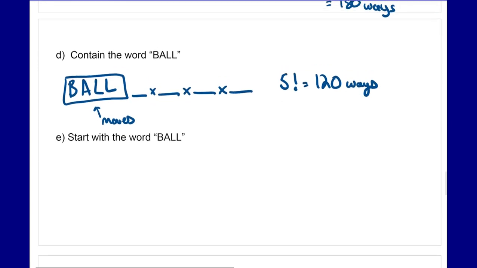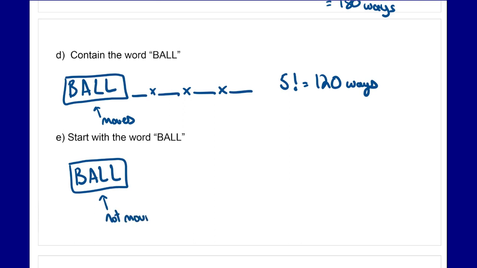What if it starts with the word ball? So similar to the previous part, ball is together. However, in this case, it's not moving. So that means we just have the 4 options after it. That ball is staying at the beginning. So in this case, it's just 4 factorial. The 4 remaining letters are going to be arranged in those 4 remaining spots to give us 24 ways.